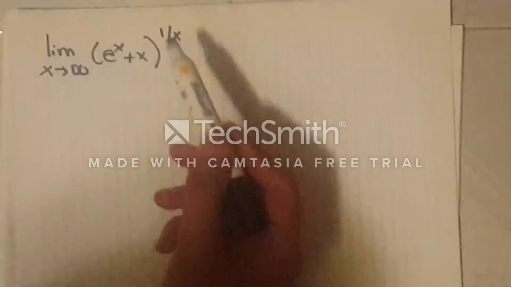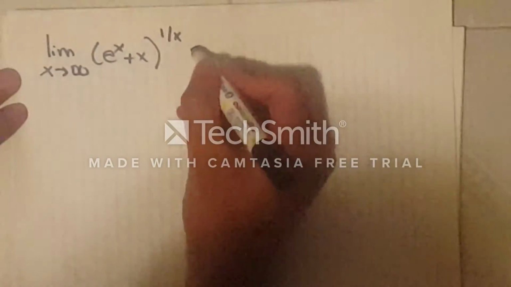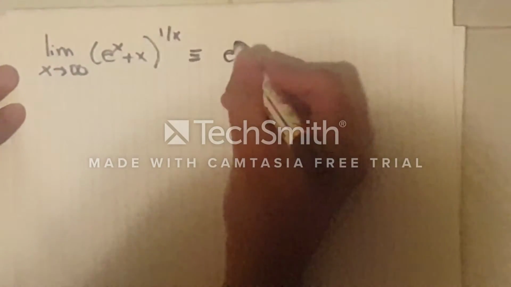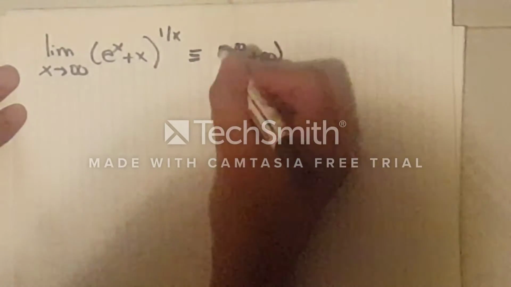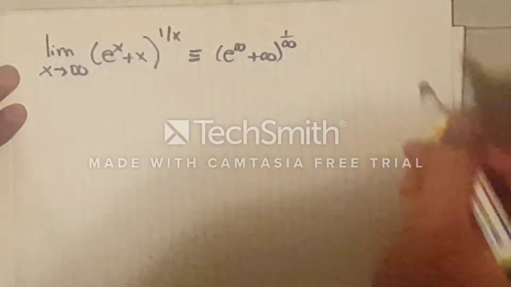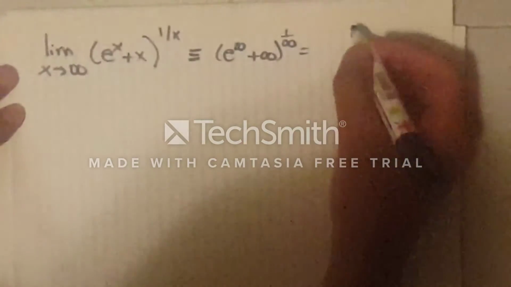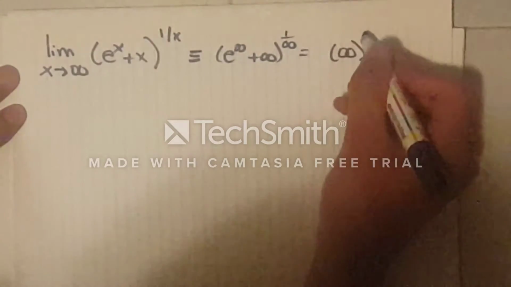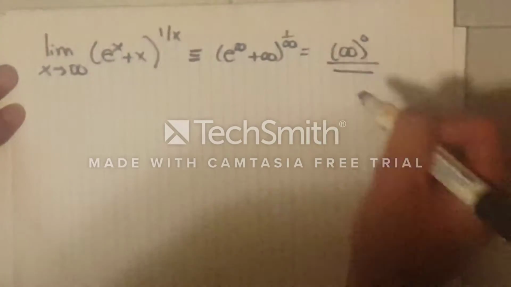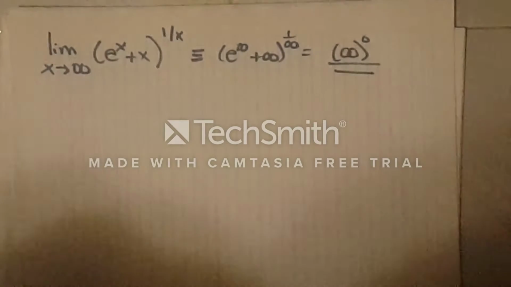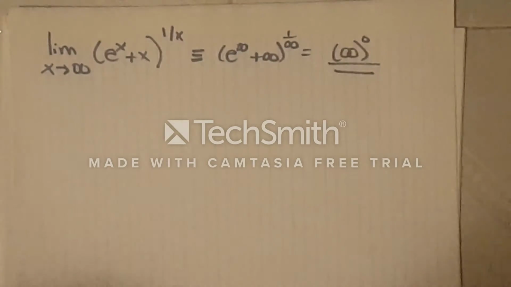In this example, we need to evaluate the limit when x approaches infinity of (e to the x plus x) to the e over x power. If we evaluate this, it would be (e to the infinity plus infinity) to the 1 over infinity, which is the same as writing infinity to the 0. In this case, this is an indeterminate power, so we should apply L'Hopital's rule in order to solve this.